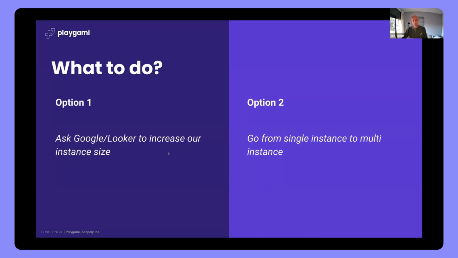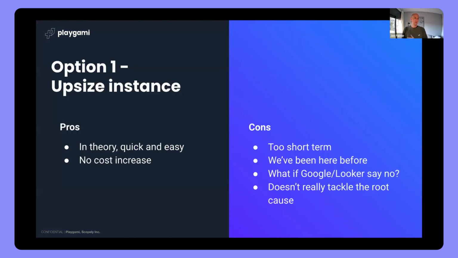So what to do? So we thought about it and we realized as far as we could tell, we had two options. The first one was just to go and ask Google/Looker to increase our instance size. We'd been there before and it worked reasonably well in the past. Second option was to go from a single instance to a multi-instance setup on Looker. So when we were looking into this, we broke it down into the pros and cons. The first one on just upsizing the instance, well, obviously, in theory, it was quick and easy. And importantly, no cost increase. So we're just going to ask to have what we've already got, but bigger.